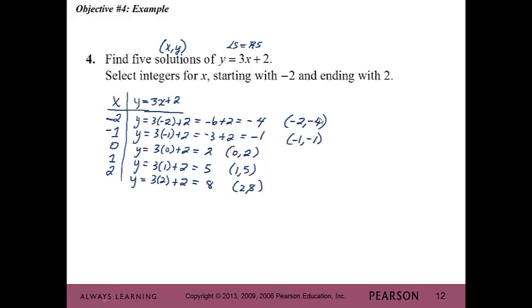So we have (-2, -4), (-1, -1), (0, 2), (1, 5), and (2, 8). And if you were to take any one of these points and plug them into the equation, you will get the left side to equal the right side. Can you find more solutions? Yes, all you gotta do is pick more x values.